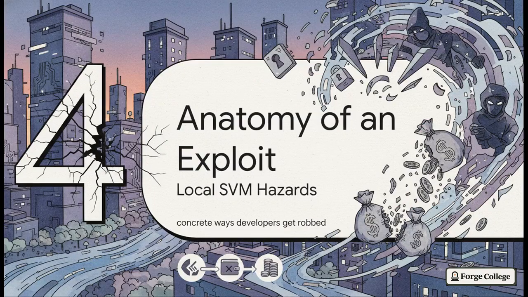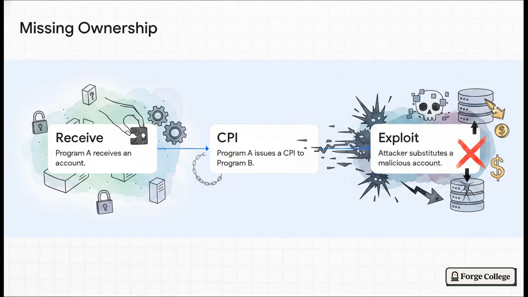Section 4, Anatomy of an Exploit. Let's look at the local hazards in our new neighborhood with 3 concrete ways developers get robbed. Exploit number 1, missing ownership checks. Imagine Program A receives an account and just assumes it belongs to Program B. Program A then issues a CPI to Program B, but completely forgets to check the owner of that account first. Now, an attacker notices this, they construct a transaction, but they swap out the real account for a malicious account they own.